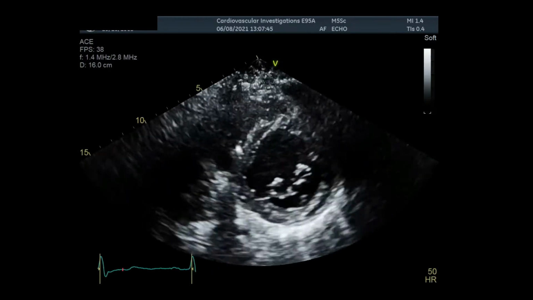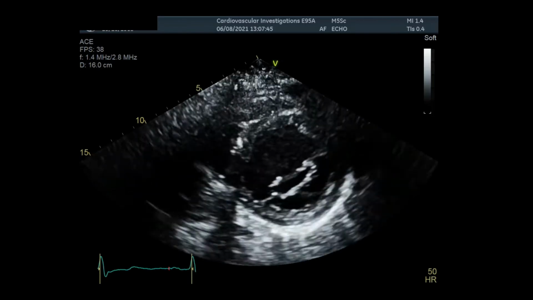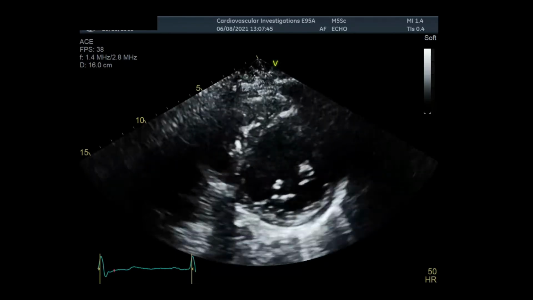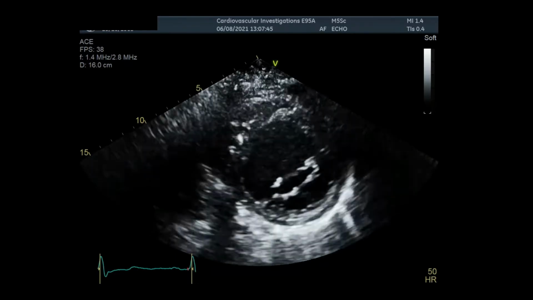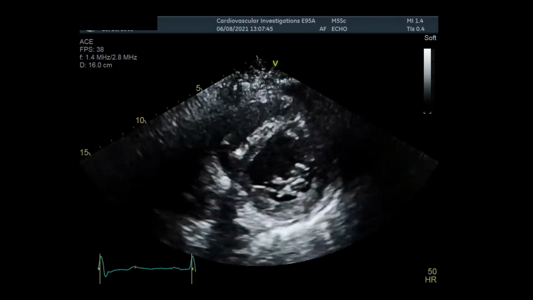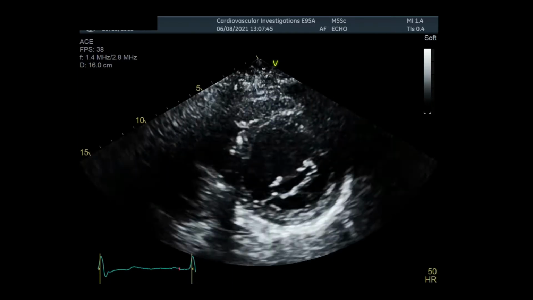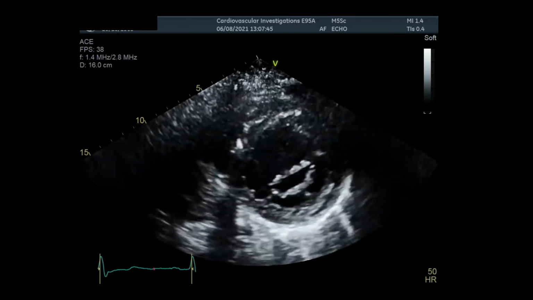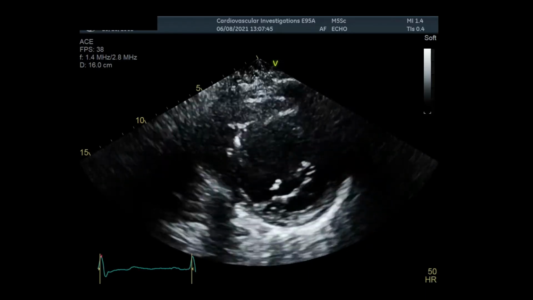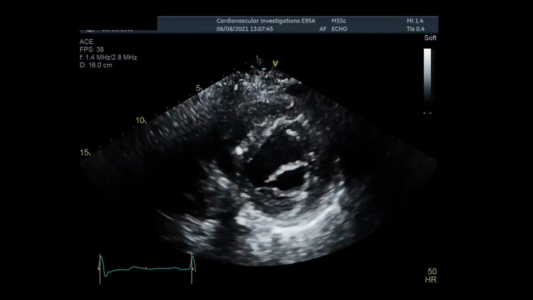So if you contrast that previous loop with this one, you can see here that the leaflets are thicker and brighter, indicating that they're more calcified. They're definitely less mobile than the loop before, and not opening as much. And you can actually see the fused commissures in this loop. So you've got the little kind of fish mouth opening, and then the commissures are visible to the side, which is abnormal.